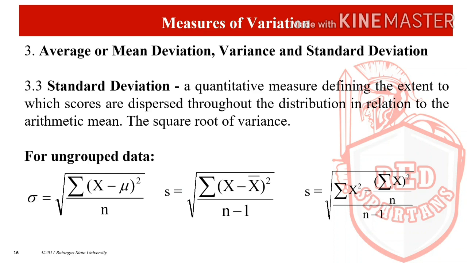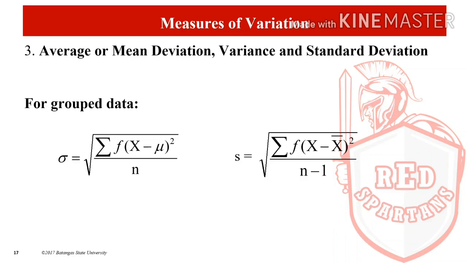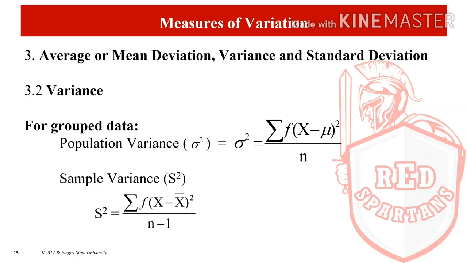So, yung sa ungrouped data, ito yung ating formula. At ito naman yung for grouped data. In-square root lang natin yung formula ng nasa variance. So, balik tayo kay variance and standard deviation. For ungrouped data, meron tayong shortcut sa calculator.